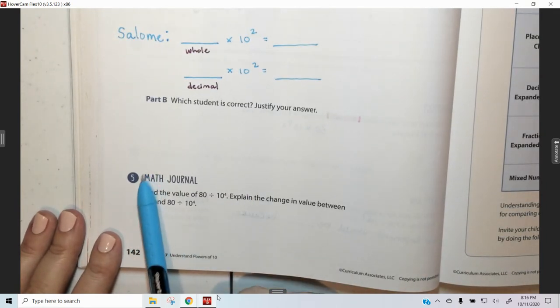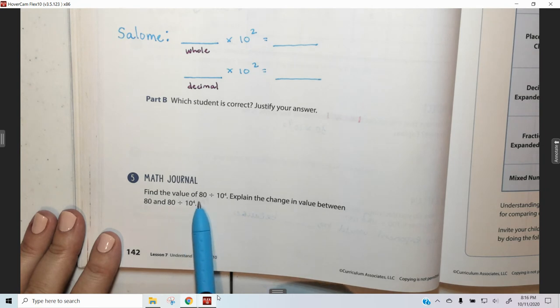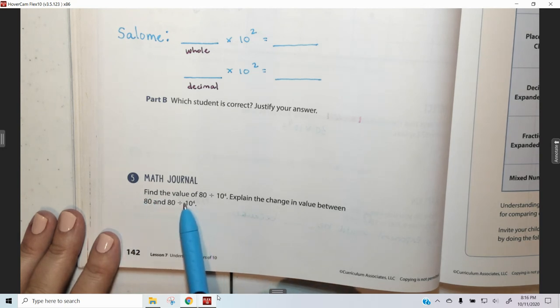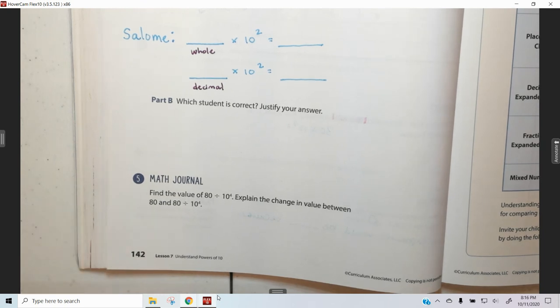And then finally, for number 5, find the value of 80 divided by 10 to the fourth power. Explain the change in value between 80 and 80 divided by 10 to the fourth power. How many times greater is 80 than the value that you're going to get when you divide 80 by 10 to the fourth power? And with that, that is the video for today.